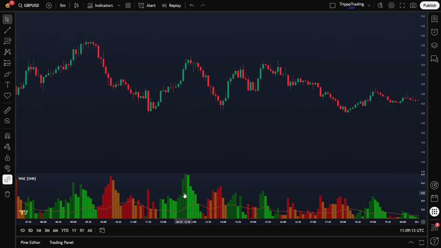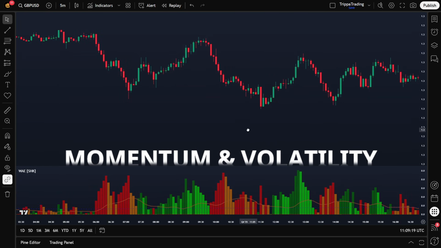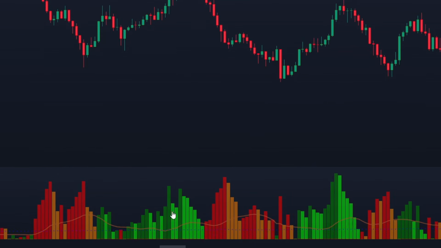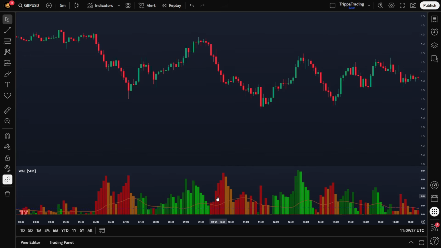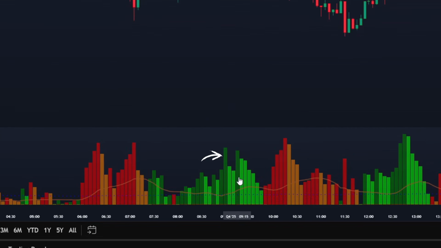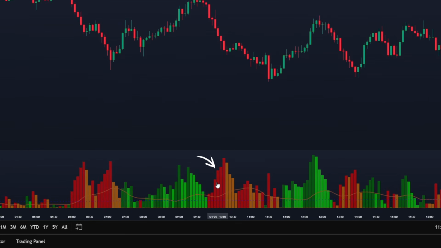This is hands down one of the best indicators for scalping and day trading because it shows you both momentum and volatility in one place. At the back, you'll notice a histogram. That's the key part. It tells you whether momentum is increasing or decreasing. When it turns dark green, it means bullish momentum is getting stronger. Light green means it's slowing down. Red shows bearish pressure building, and orange means that bearish momentum is weakening.